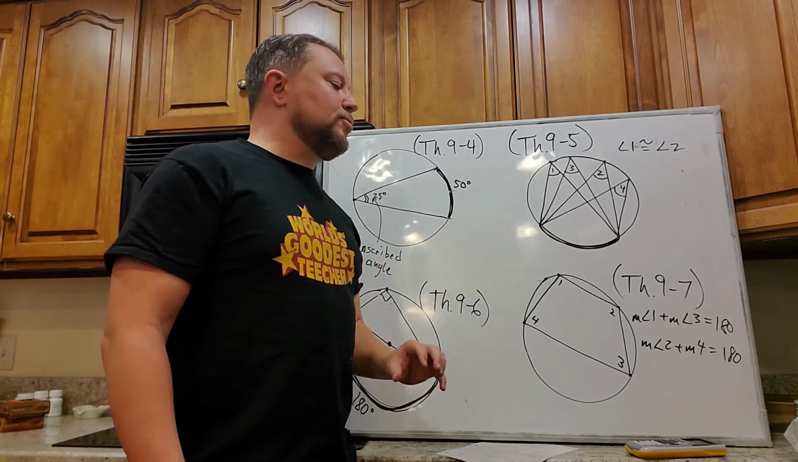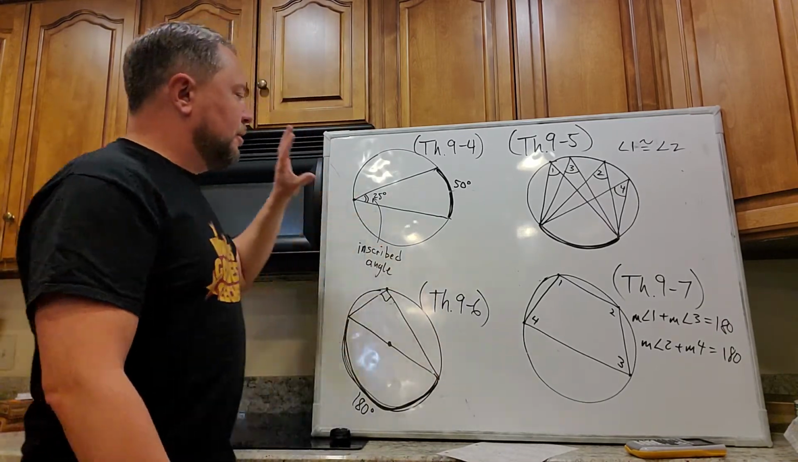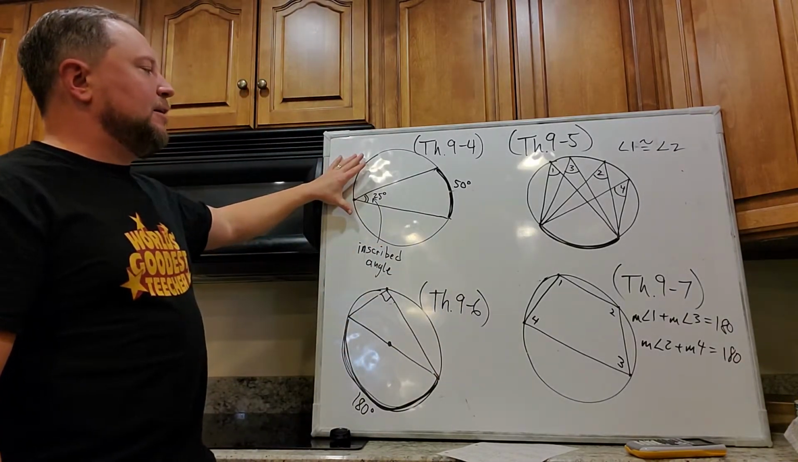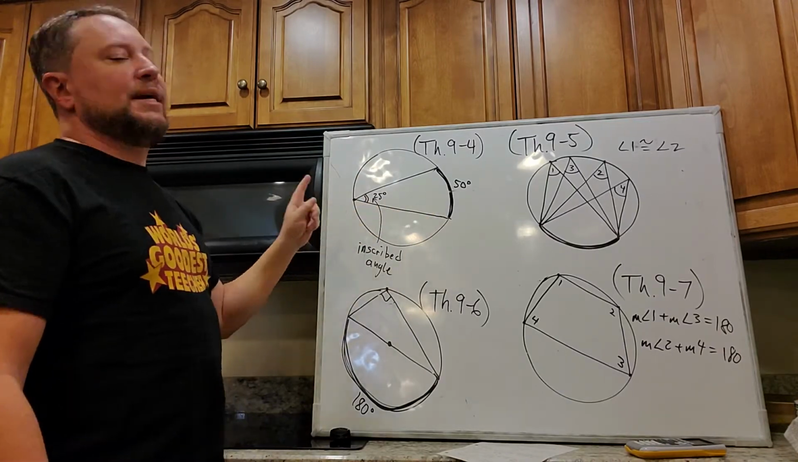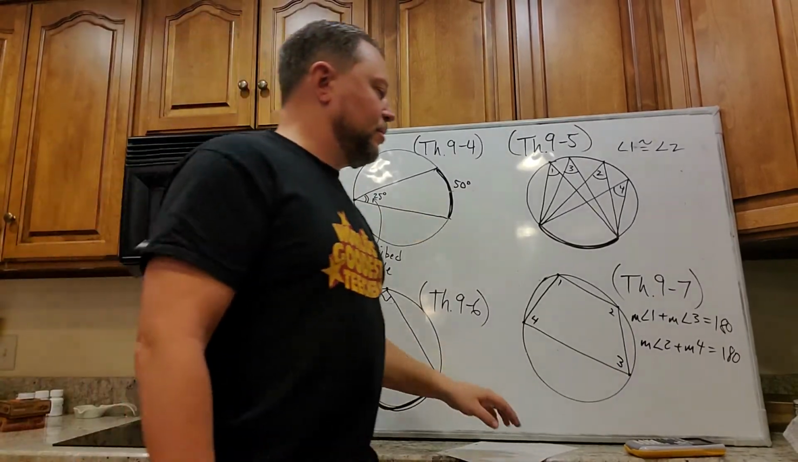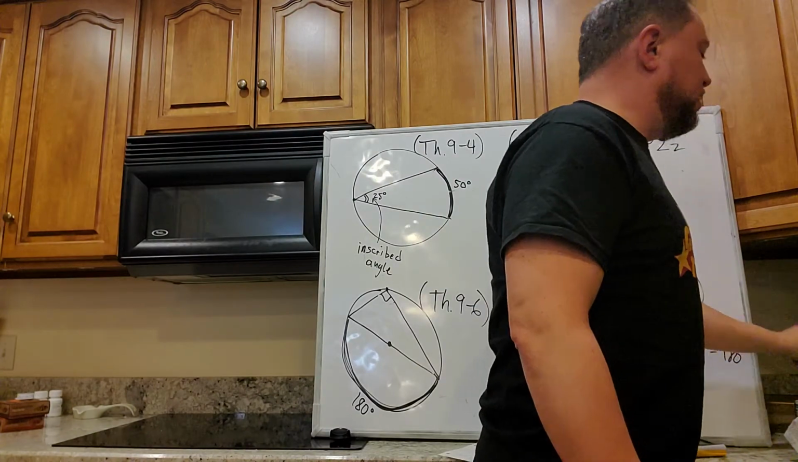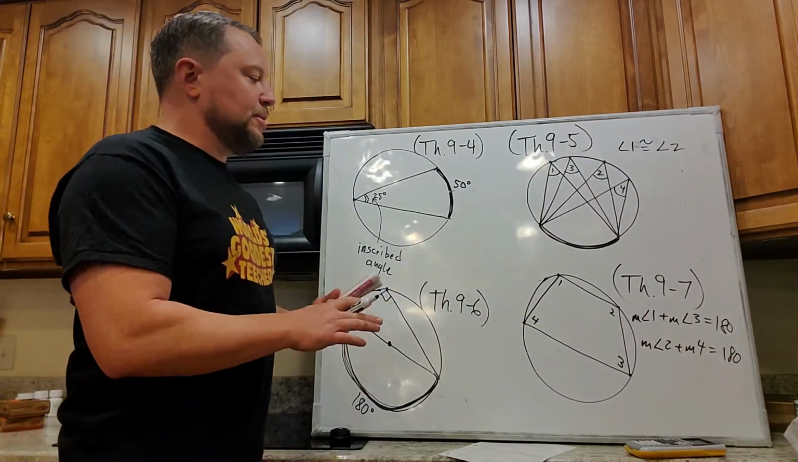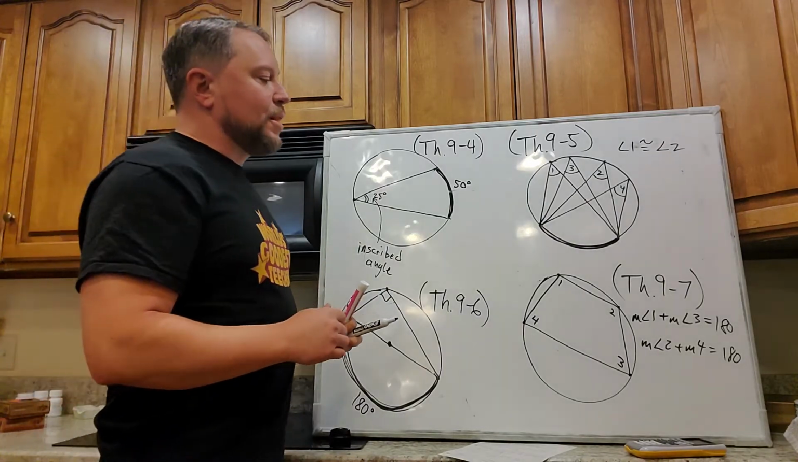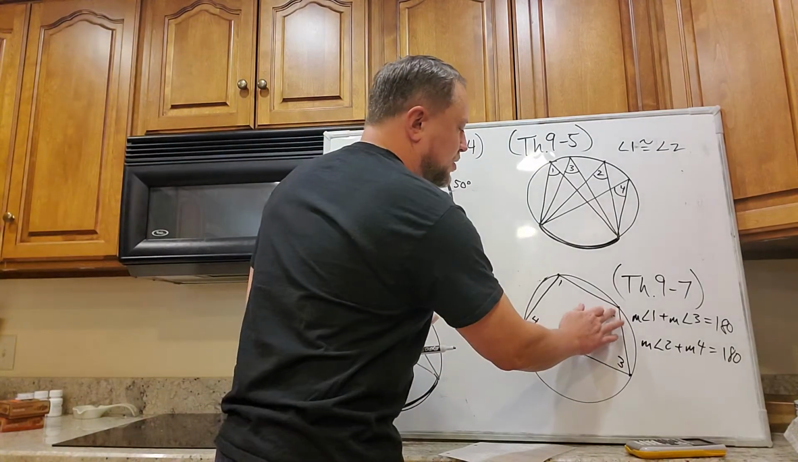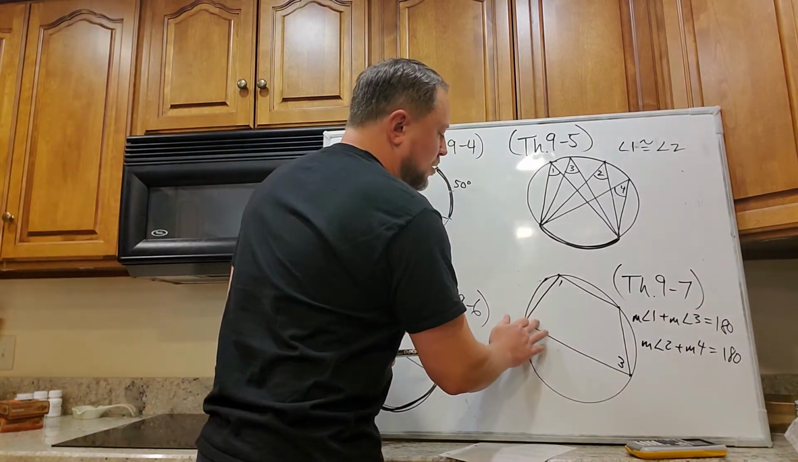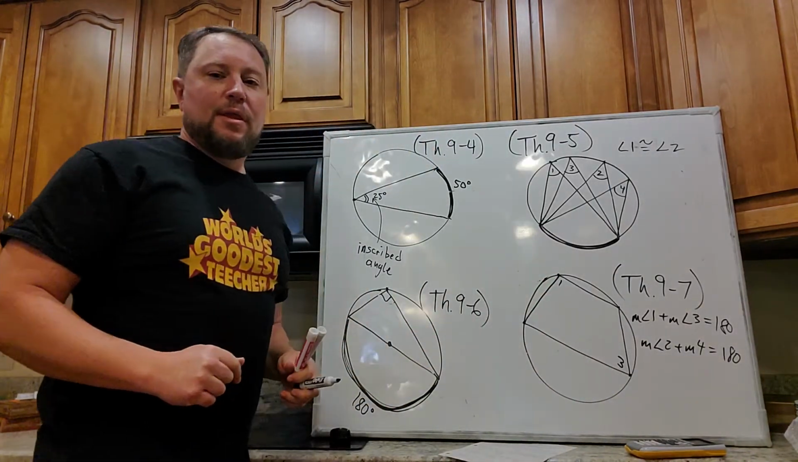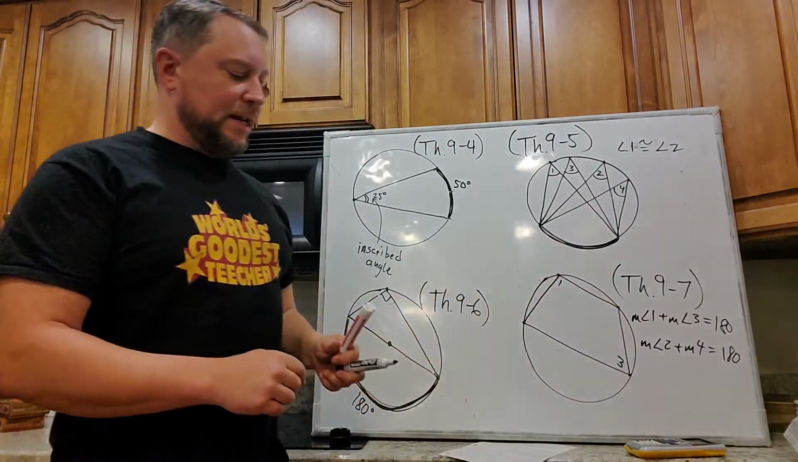And I know it's true because it's going to go back to this idea that an inscribed angle is half of its arc. So I'm going to use some colors here to help illustrate this one, because this one gets a little tricky. For right now, let's just focus on 1 and 3. Let's show that they add up to 180.